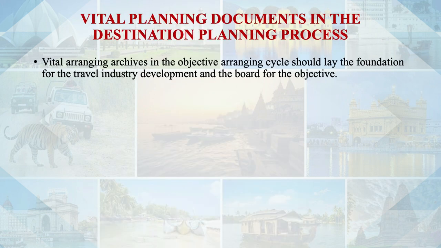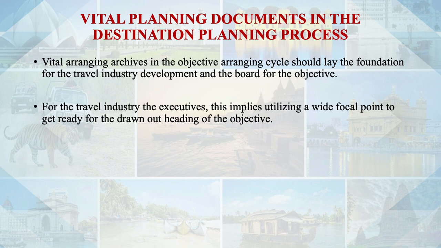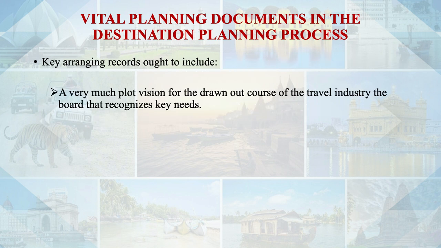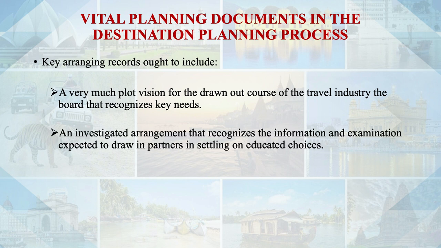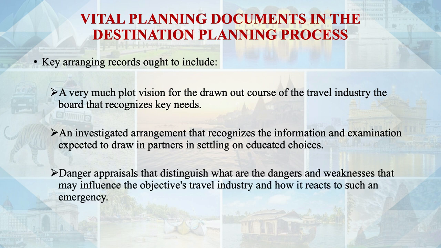Vital planning documents in the destination planning cycle should lay the foundation for tourism development and management for the destination. For tourism management, this implies utilizing a wide lens to prepare for the emerging directions of the destination. Key planning records ought to include a well-outlined vision for the emerging course of tourism that meets the identified key needs. An investigative plan should identify the information and examination needed to engage partners in making informed choices. Risk assessments identify the risks and vulnerabilities that may influence the destination's tourism goals, and how it responds to such an emergency.